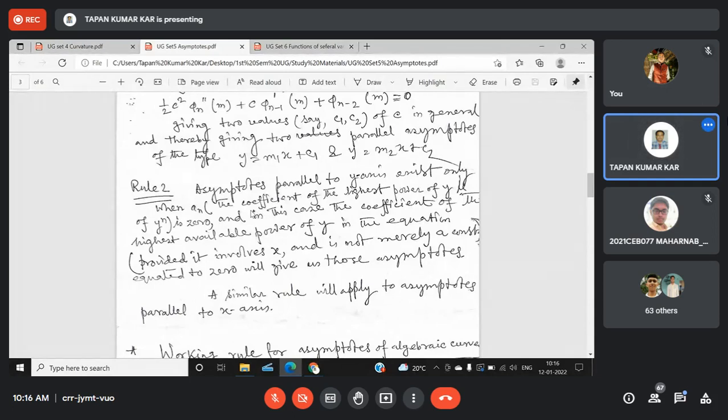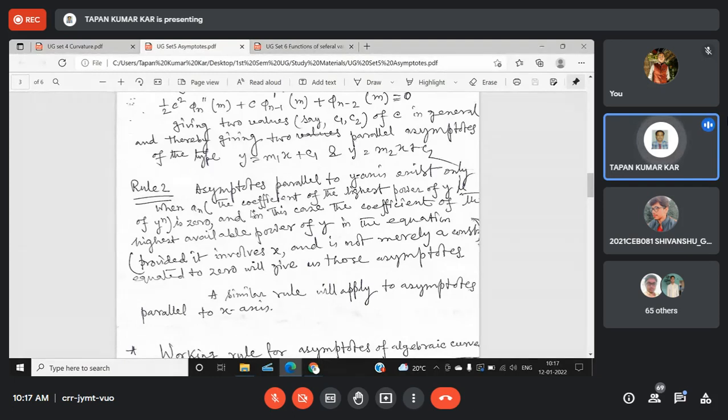Asymptotes parallel to the axis exist means what? Actually, just remember this discussion. When I come to an example, I will come back and show how it is used in the problem. Still, look at this: asymptotes parallel to the y-axis exist only when the coefficient of the highest power of y is 0.